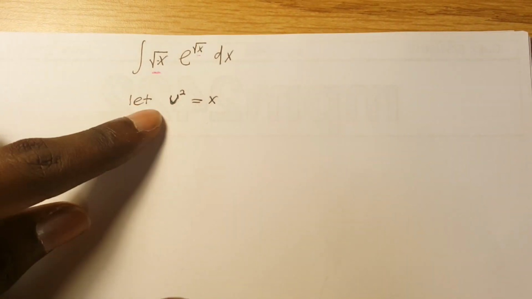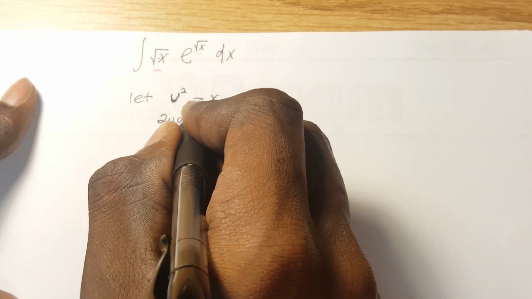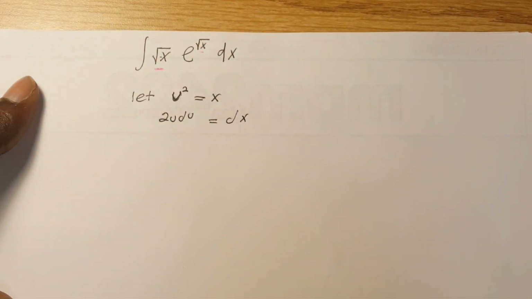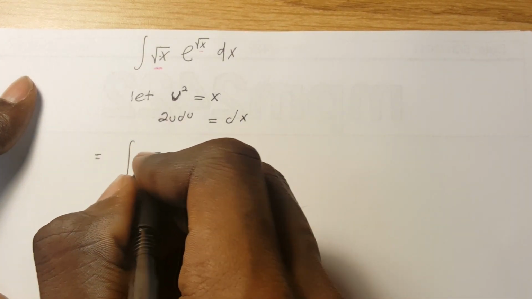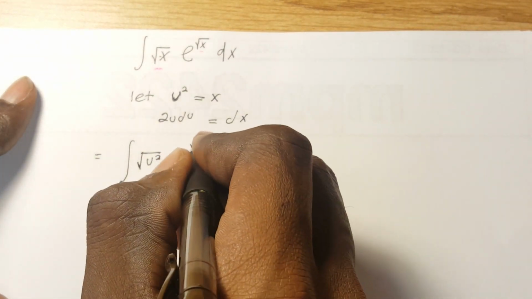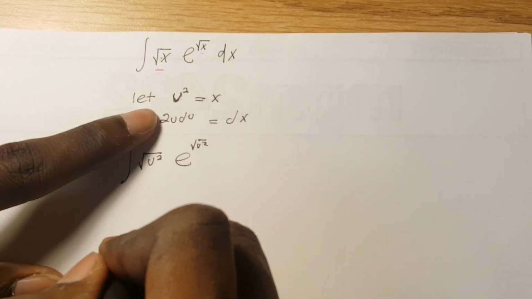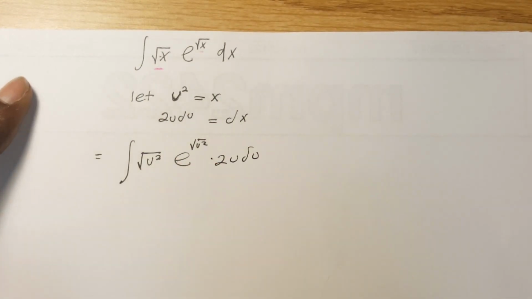Then, if I differentiate this side and that side, I get 2u du is equal to dx. Now I can go ahead and do my substitution. So it will be equal to u squared in place of x, e to the power of u squared, all under the square root. And our dx is this guy right here. So you have times 2u du.